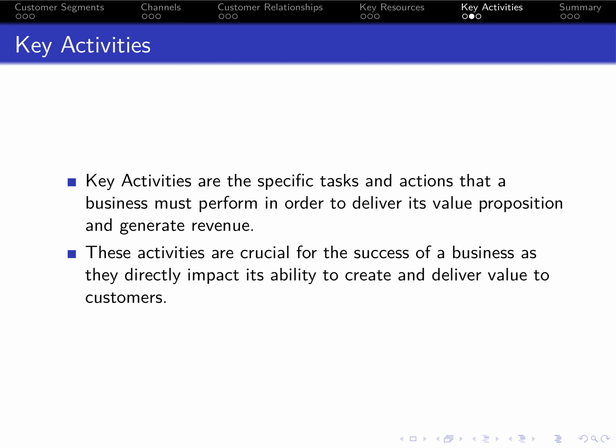By prioritizing and optimizing key activities, businesses can streamline operations, improve efficiency, and gain a competitive edge in the market. Take Amazon, for instance, whose key activities in logistics and fulfillment operations have allowed them to offer fast and reliable delivery services, setting them apart from competitors. Ultimately, the effective execution of key activities is crucial for a business to thrive and grow.